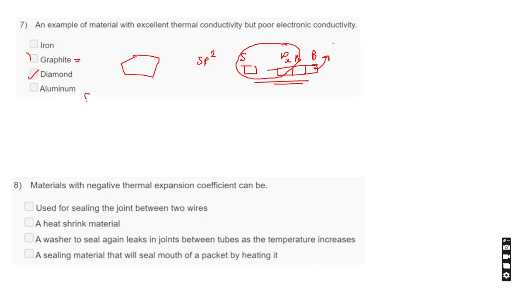Then in the case of diamond, it is sp3, so all the states are hybridized, and all the electrons are localized here, so electrons can't move much, so diamond will be a poor electrical conductor. So the answer will be diamond. Then what about the 8th question?